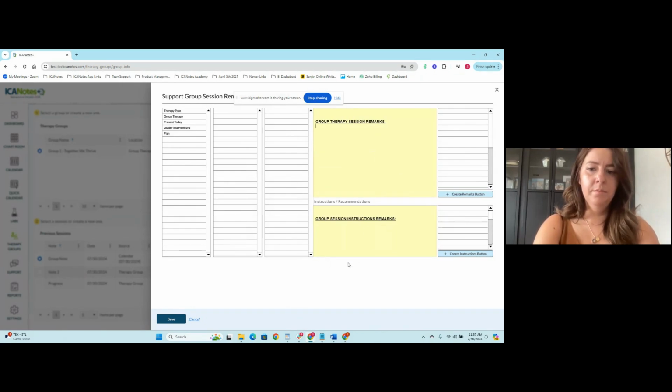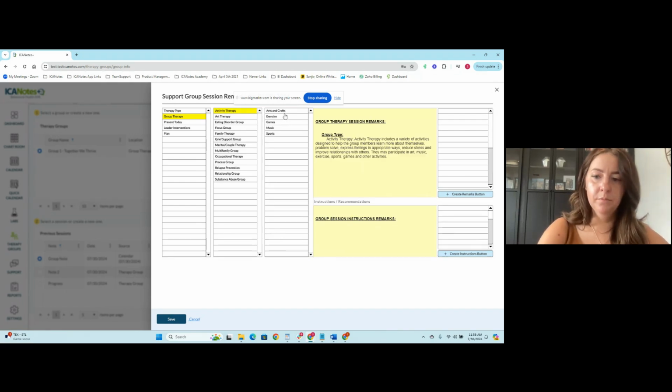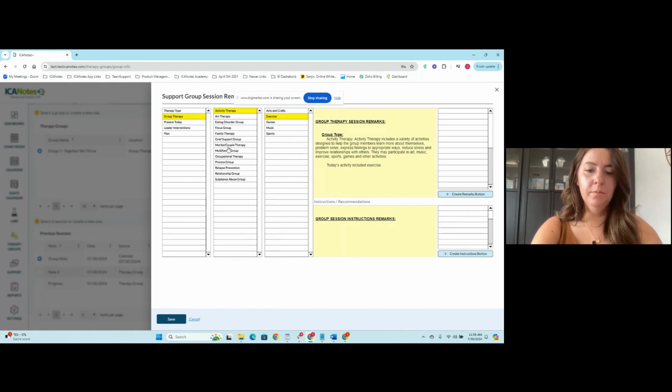So this is where I would document the group therapy session, the remarks for that. So I'm going to go ahead and schedule and document the type of session it was. So let's say activity. We did exercise to get the group a little bit more comfortable and less stressed. There's other different types of therapy types. And then here at the bottom, I can copy and paste if I have a set of instructions that I typically do, and I have that already set up.